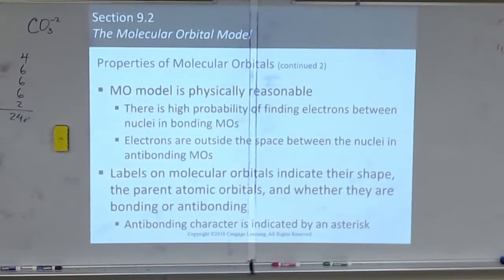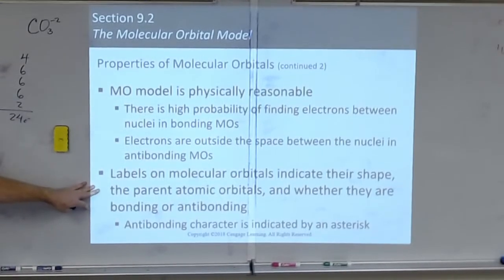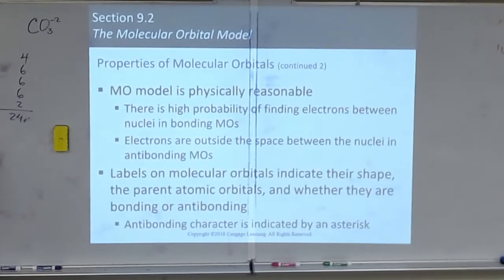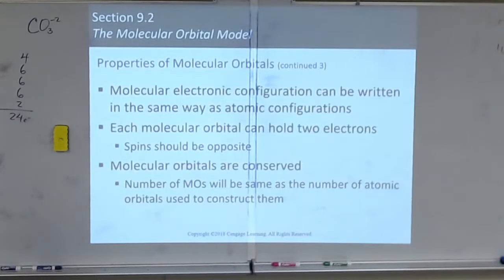All right. So labels on molecular orbitals can talk about their shape, the parents, and whether they're bonding or antibonding. And when we talk about antibonding, it's the same thing; we just put an asterisk. We can write molecular electronic configurations the same way we do atomic configurations with the s's and the p's and those kinds of things. They can hold 2 electrons and the spins have to be opposite, just like we've done with atomic ones.